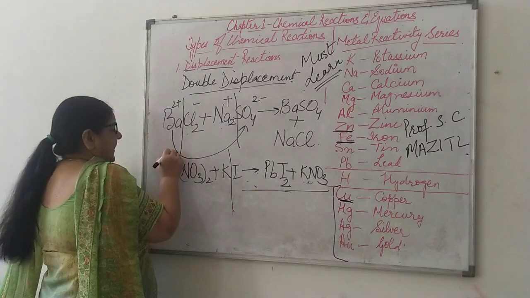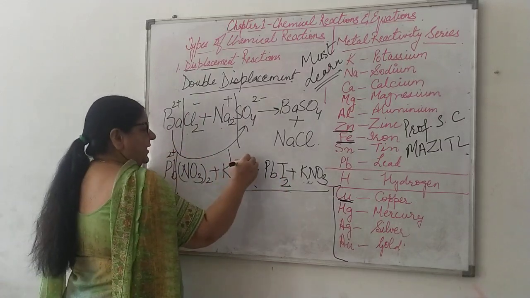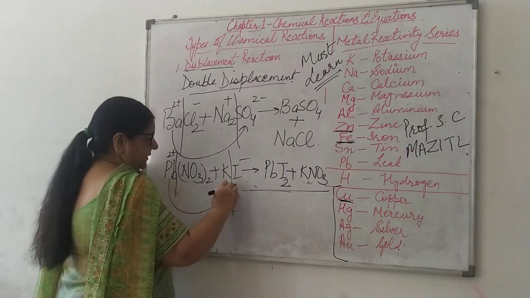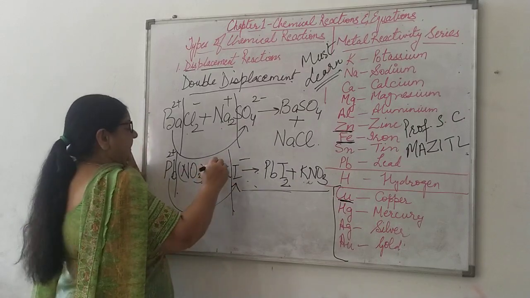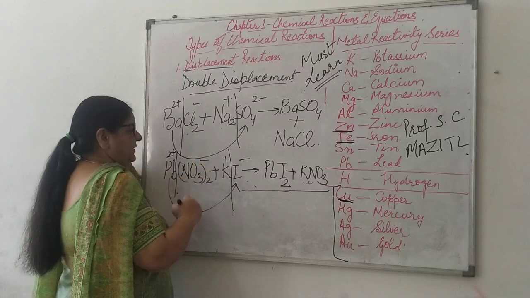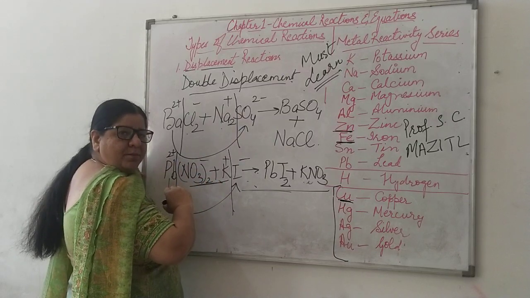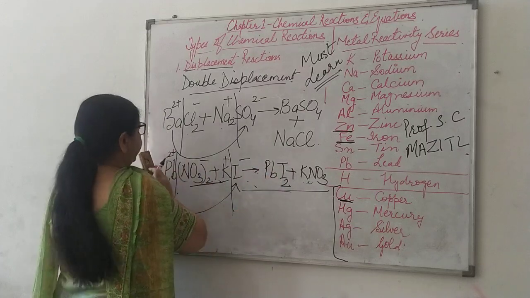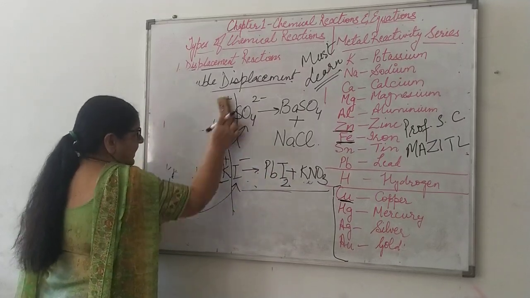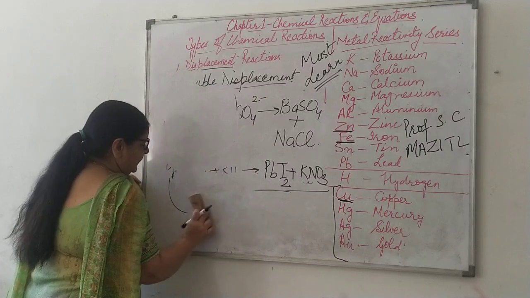Right? Here also lead is a positive ion, it will react with the negative ion on this side. And here this is positive, this is negative. So they both will form a salt together. Right? So this is known as double displacement reaction.